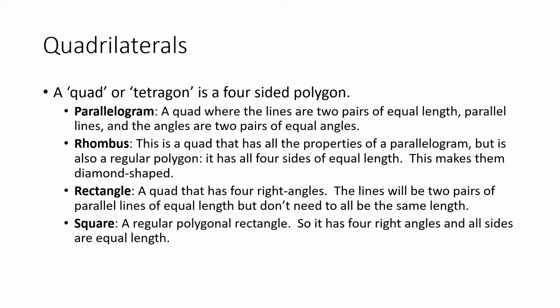Quadrilaterals. A quad or tetragon is a four-sided polygon. And here's a few. A parallelogram, where it's made up of two pairs of equal length, which are both parallel, and the angles are two pairs of equal angles. You can have a rhombus, which is a quad that has all the same properties, but is also a regular polygon. So it's kind of diamond shaped. A rectangle is a quad which has four right angles, but the opposite lines are of equal length, but not all four of them are the same length. And a square is a regular polygon, four right angles, all sides being equal length. That'll do for now.